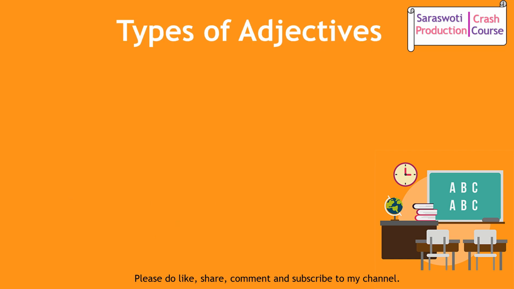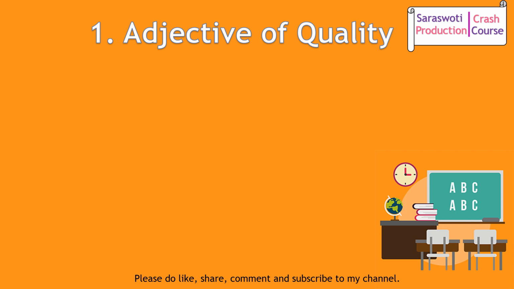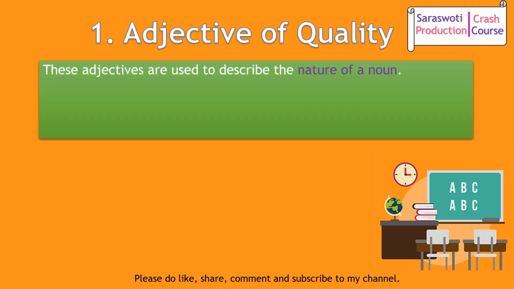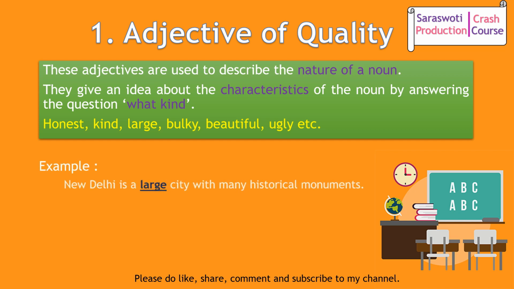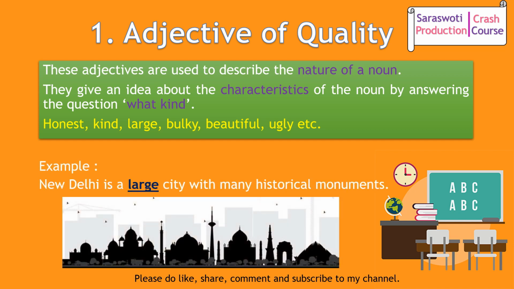There are 5 categories of adjectives. Number 1, adjectives of quality. These adjectives are used to describe the nature of a noun. They give an idea about the characteristics of the noun by answering the question, what kind? Honest, kind, large, bulky, beautiful, ugly, etc. For example, New Delhi is a large city with many historical monuments.